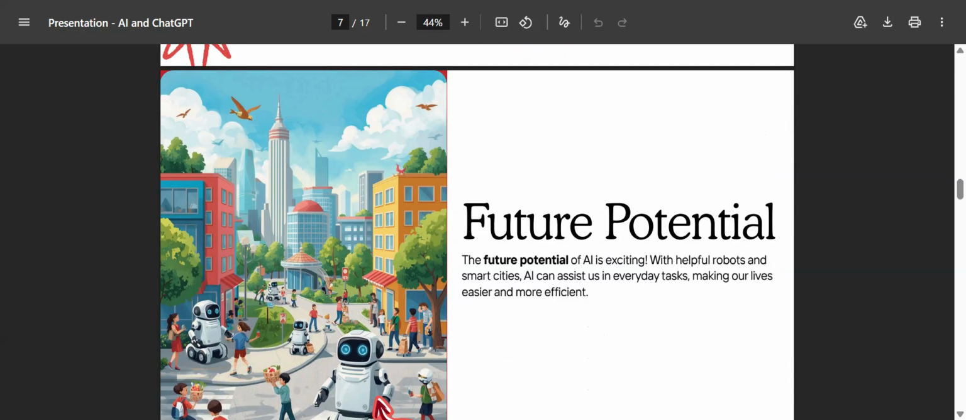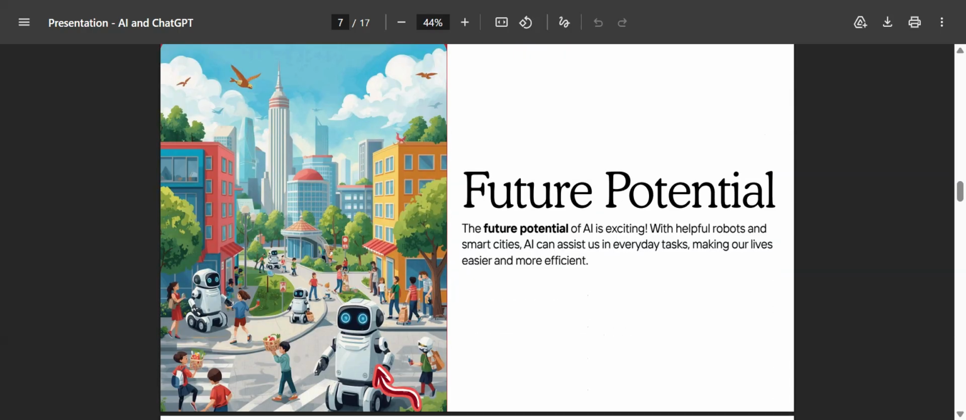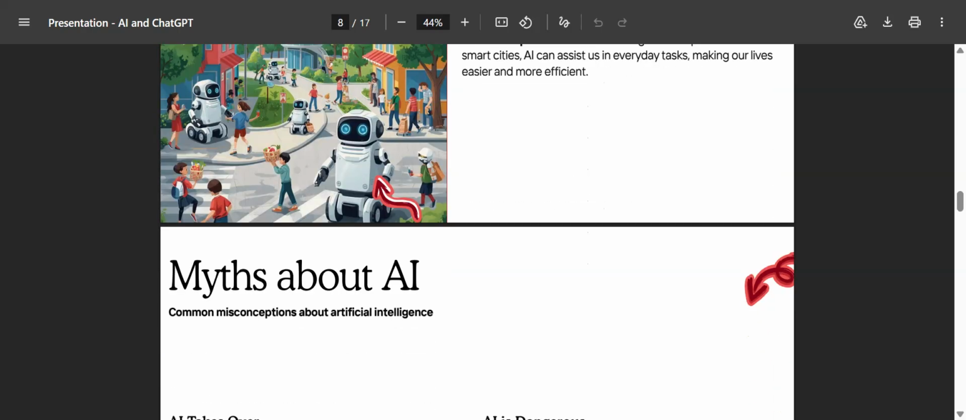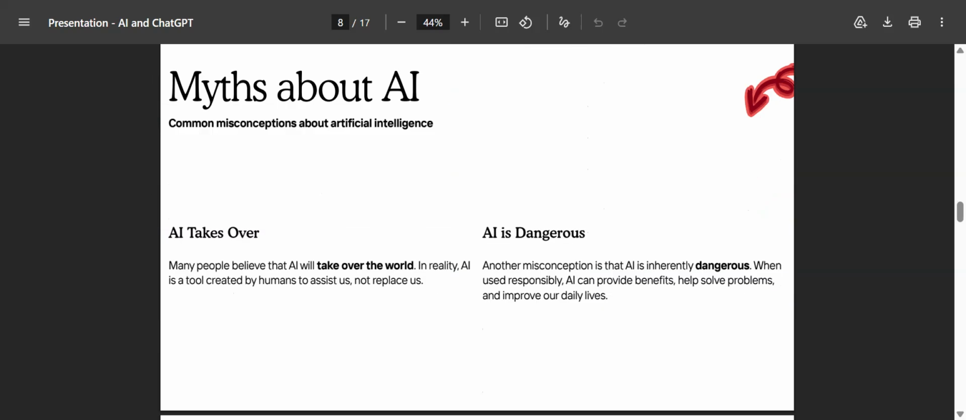So what is the future potential of AI? The future potential of AI is exciting, with helpful robots and smart cities. AI can assist us in everyday tasks, making our lives easier and more efficient. We also have some misconceptions about AI, which are things we want to address in today's class.